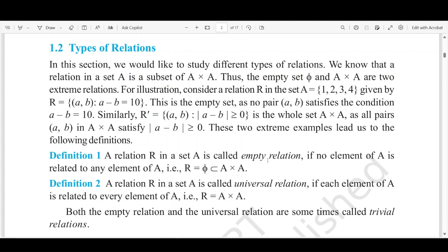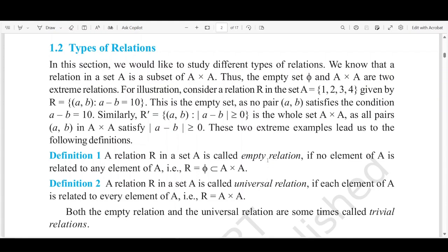If you consider a set A which consists of elements 1, 2, 3, 4, here they have defined a relation R such that it consists of the collection of ordered pairs (a, b) such that a minus b equal to 10. Only the elements satisfying this condition will be included in the relation. But the elements in the set A are 1, 2, 3, 4. If you subtract them, you will not get the answer to be 10. So no elements will be there in the set R. Therefore, this set R is an empty set.